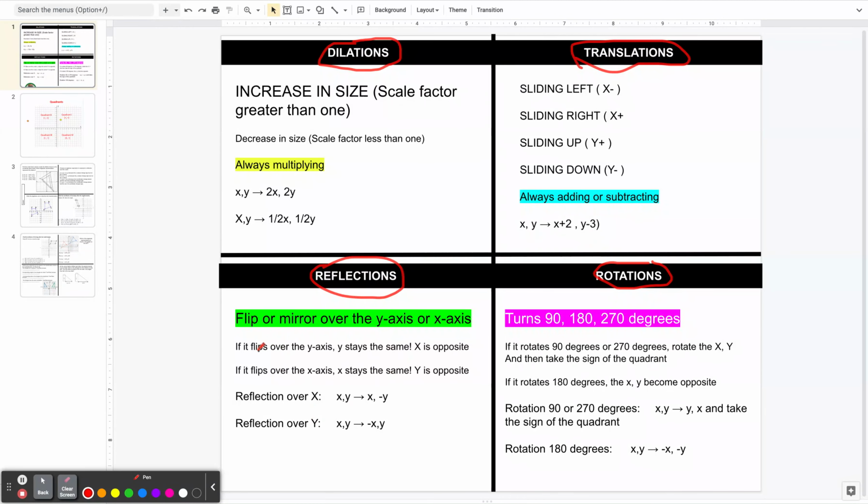Reflections flip. If it flips over the y-axis, y stays the same. X is opposite. If it flips over the x-axis, x stays the same. Y is opposite. And examples are given there.